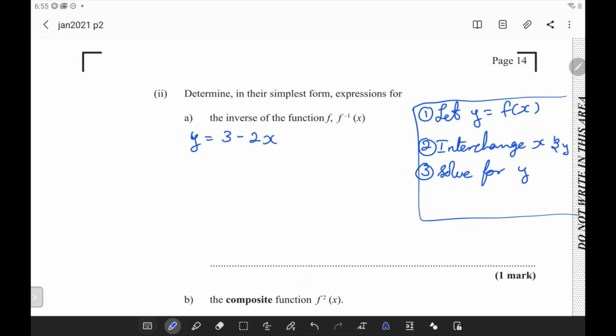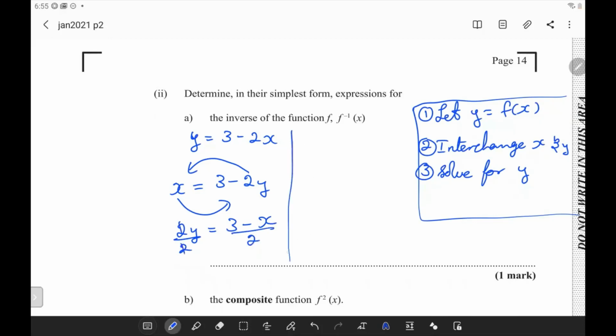The next step tells us to interchange. So we have x is equal to 3 minus 2y. And solving for y, we get 2y is equal to 3 minus x, and finally dividing by 2 gives us y is equal to (3 minus x) over 2. So that means f inverse of x is equal to (3 minus x) over 2.